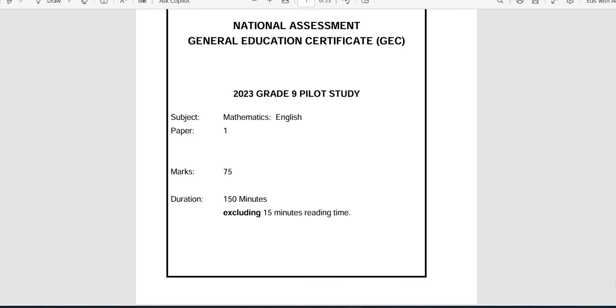Today we are working on the Grade 9 GEC mathematics question paper. Guys, please use this question paper to prepare for your November 2025 questions.